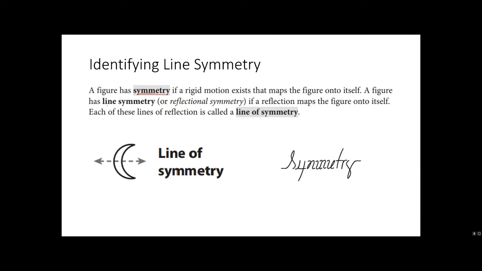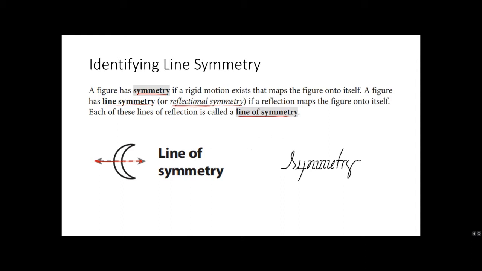A figure has line symmetry, or reflectional symmetry. So again, we're doing this idea with reflections. If a reflection maps the figure onto itself, each of these lines of reflection is called a line of symmetry. So this is a line of symmetry. If I was to fold or reflect the other half of this moon, or toenail, over that line of symmetry, it'll map onto itself perfectly.